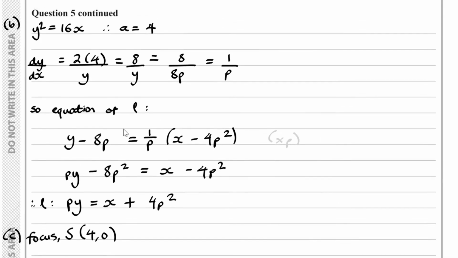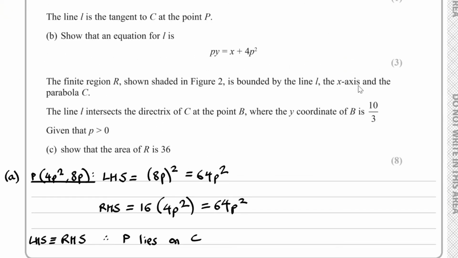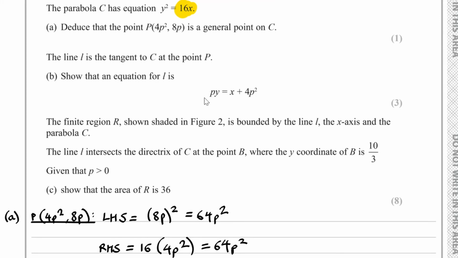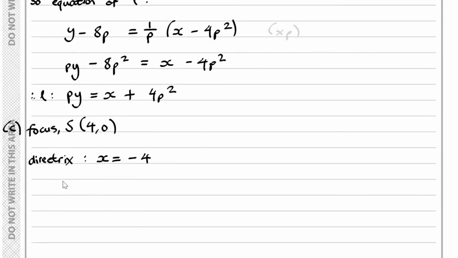And therefore, we already know from the question that the line L intersects the directrix of C. We know that they intersect at the point B, and the y coordinate of B is 10 over 3, and the x coordinate would obviously be x equals minus 4. So therefore, the coordinates of B would be (minus 4, 10 over 3). And now we can find the coordinates of P using B.